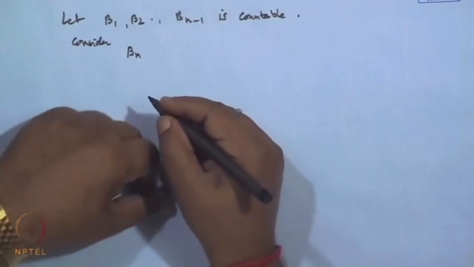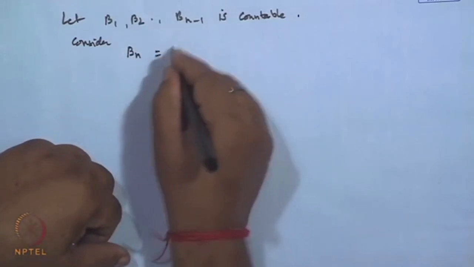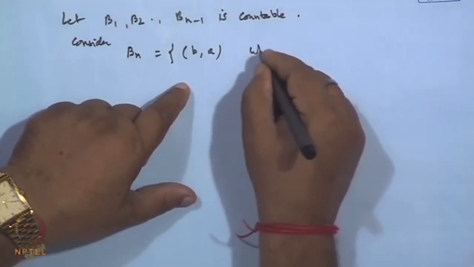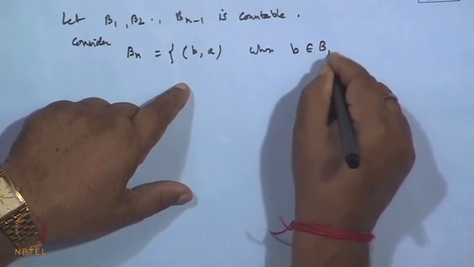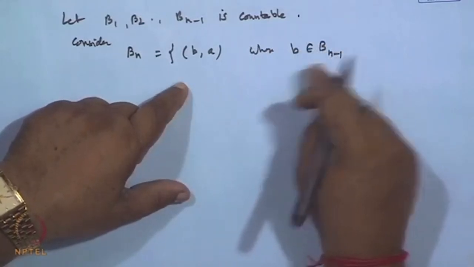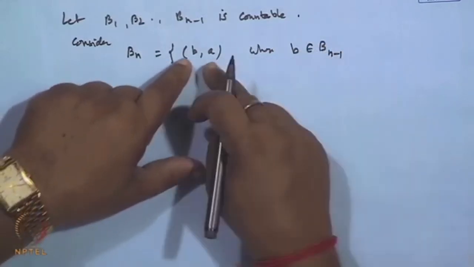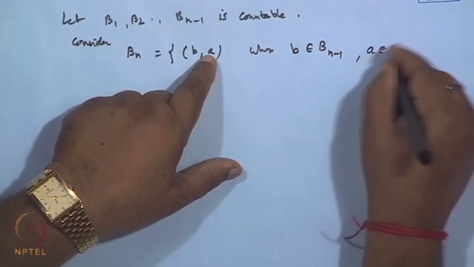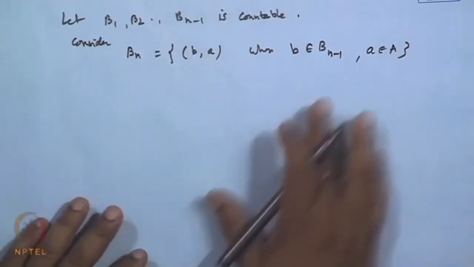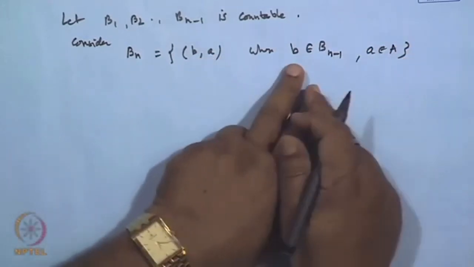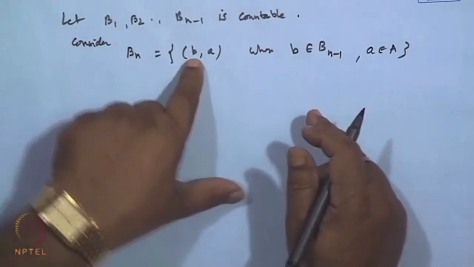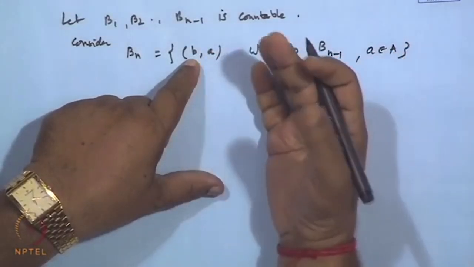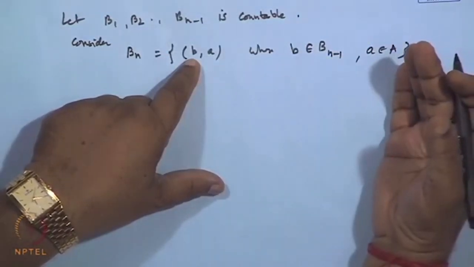Consider Bn. We can put Bn in the form of an ordered pair (B, A), where B belongs to Bn minus 1, a tuple B1, B2, up to Bn minus 1, and then comma A, the nth term, where A belongs to A. Clear? Now, if I fix B, then each element of A we are combining with B, that is all. So, basically you are getting A itself, is it not?